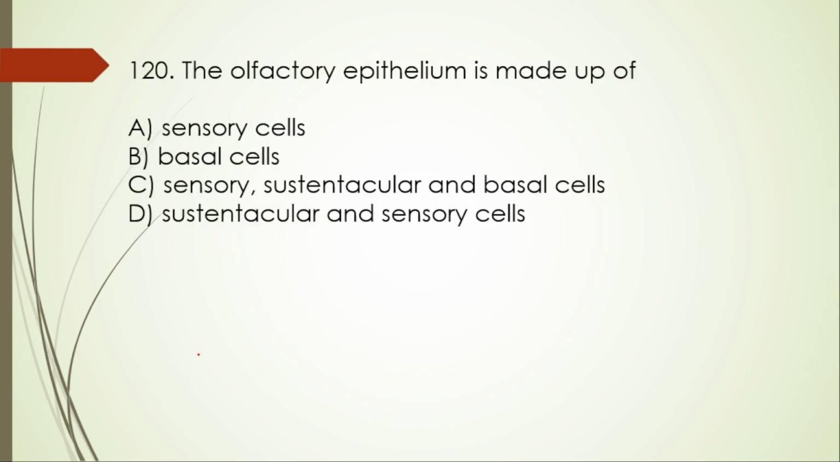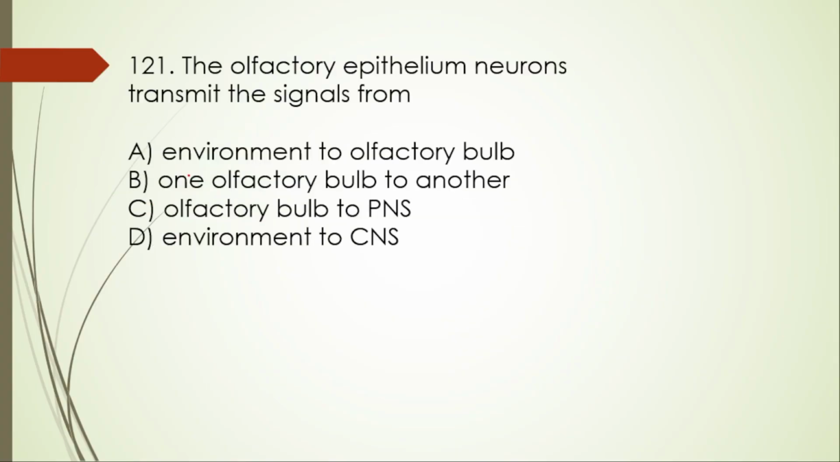120. The olfactory epithelium is made up of A. Sensory cell, B. Basal cell, C. Sensory and sustentacular and basal cell. So olfactory epithelium is made up of sensory, sustentacular and then basal cell here. Next, 121. The olfactory epithelium neuron transmit the signals from A. Environment to olfactory bulb, one olfactory bulb to another, olfactory bulb to PNS, environment to CNS. So here the right option is environment to olfactory bulb.